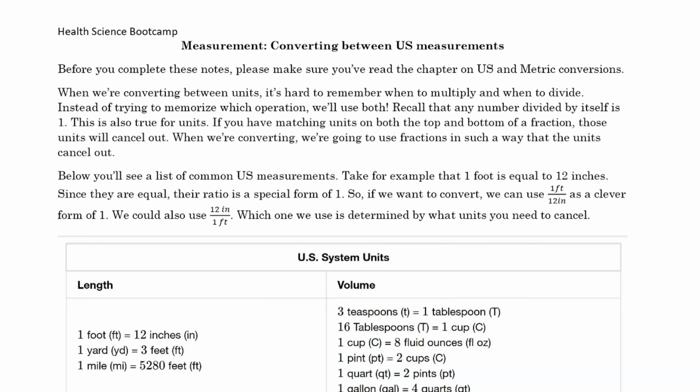Sometimes it's hard to remember whether you're going to multiply or divide. So instead of trying to memorize, we're going to do both. You know that any number divided by itself is 1, and that's also true for units. If you have matching units on both the top and the bottom of a fraction, those units cancel out. So when we're converting, we're going to use fractions in such a way that the units cancel.